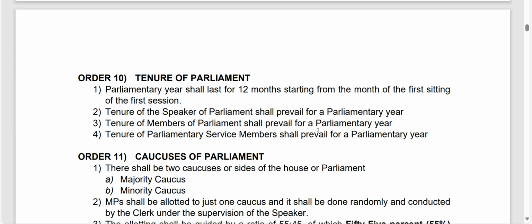And the tenure of a speaker prevails for every parliamentary year. So, although I was speaker, every year I needed to be re-elected to continue the next tenure until I fully handed over to my brother Adam Usman. So the tenure of the speaker is also 1 parliamentary year, members 1 year, parliamentary service members 1 year.